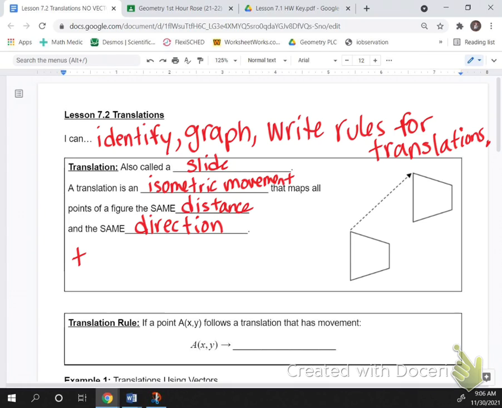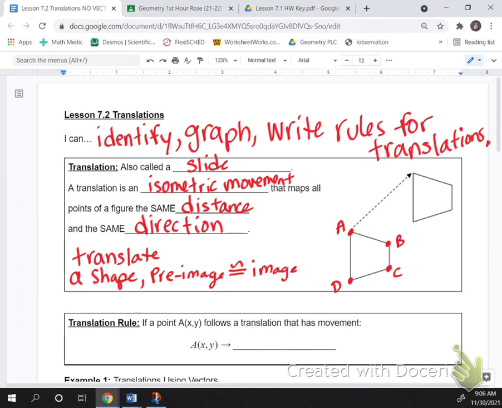So when you translate a shape, the pre-image and the image are congruent. Because I'm not changing the angles or the size or anything. I'm just moving it. So these two shapes are congruent. And I'm going to label them.